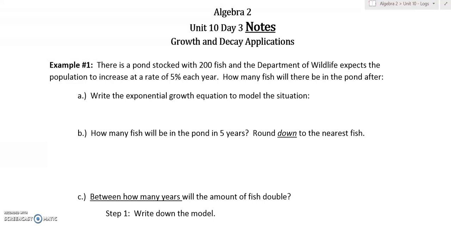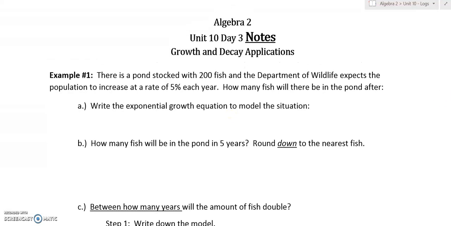Example 1, jumping right in. There is a pond stocked with 200 fish. The Department of Wildlife expects the population to increase at a rate of 5% each year. How many fish will there be in the pond after some number of years? First part of the problem says write the exponential equation to model the situation.